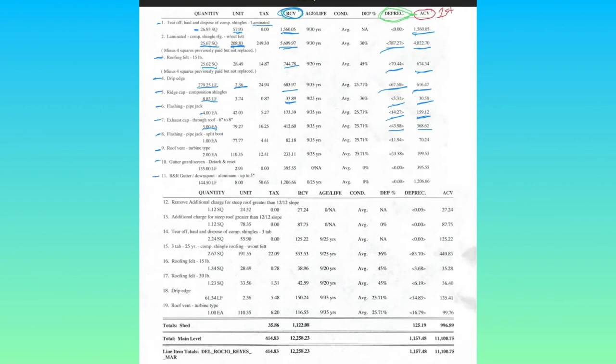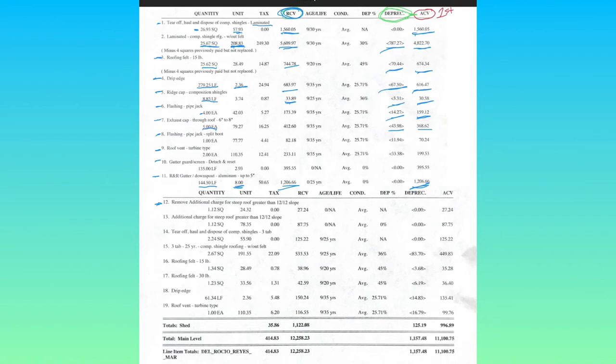Gutters, 144 linear feet at $8 per foot, 1206, and they're allowing everything. On number 12, it was a shed that was separated from the house. That's why here it's separated.